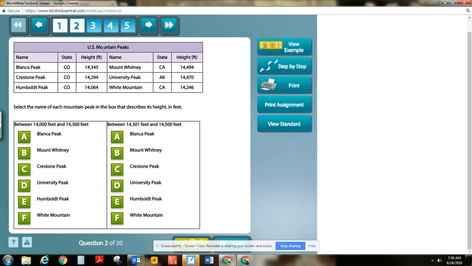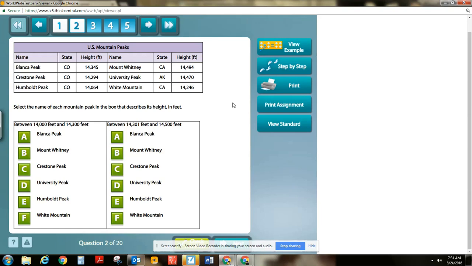So I have this table here of the U.S. mountain peaks. Here's the name of the mountain. The state, CO is Colorado, CA is California, and Alaska. Then I have the height for each of these different mountain peaks. The directions say select the name of each mountain peak in the box that describes its height in feet. So between 14,000 feet and 14,300 feet. Okay? So which one of these mountains is going to be in between this?